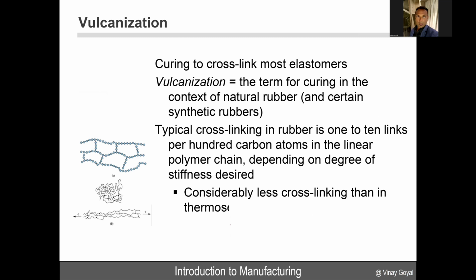And then we have another process called vulcanization, which is curing to cross-link most elastomers. Vulcanization is the term for curing in the context of natural rubber and certain synthetic rubbers. Typical cross-linking in rubber is 1 to 10 links per 100 carbon atoms in the linear polymeric chain, depending on the degree of stiffness desired.